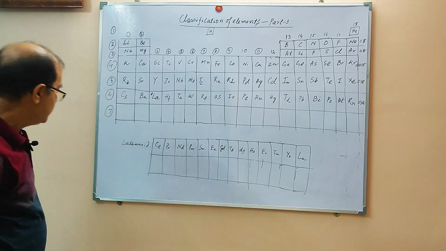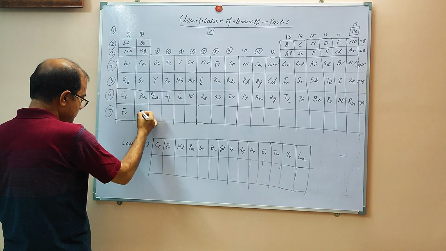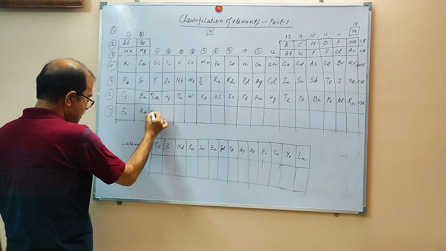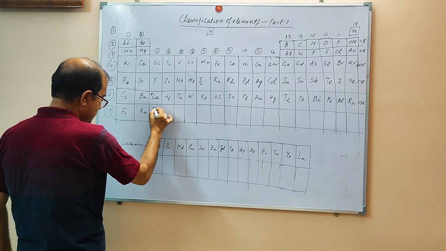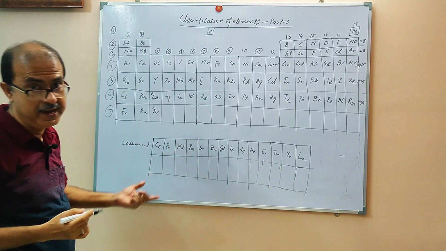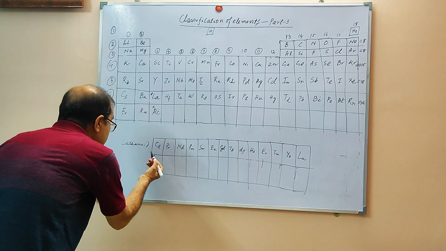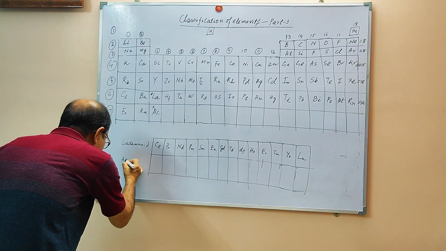And the next series, the last series, after this is the actinoid series, starting with actinium, and here again the 14 elements are put at the bottom of the table, that is your actinoid series.